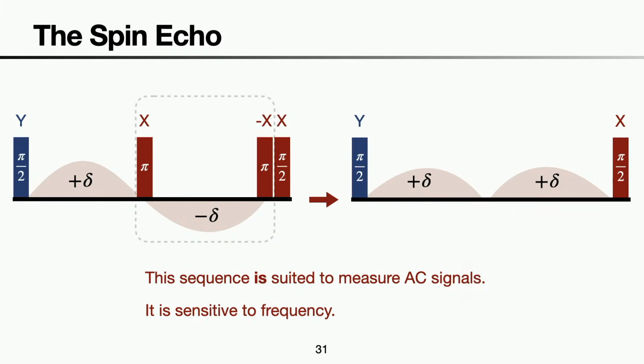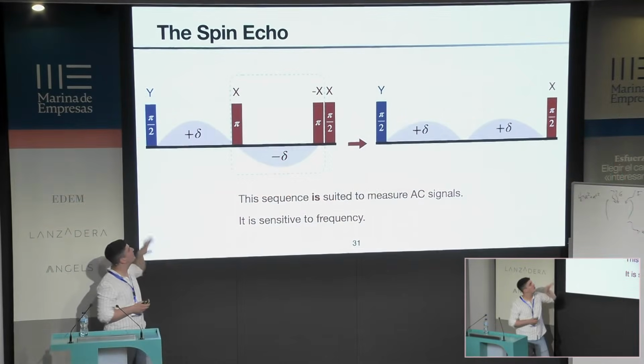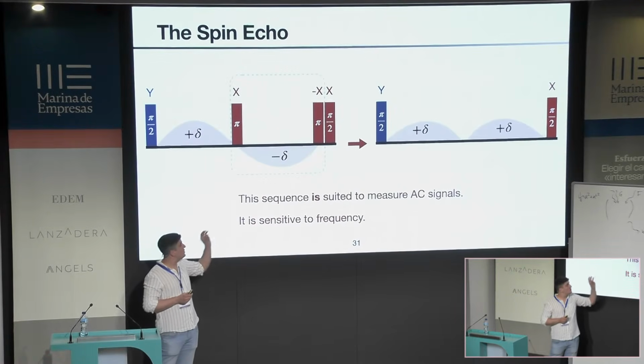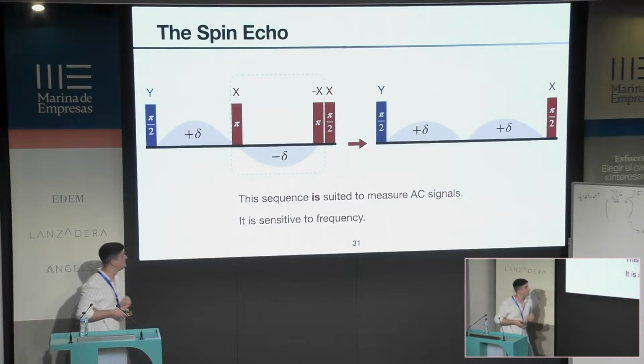Not only that, but it's also sensitive to frequency. I show you this taking into account that one oscillation perfectly matches here. If that is not the case, if this frequency is higher or if this frequency is lower, we are not going to accumulate any phase. So this sequence here allows us to measure a signal of a particular frequency.